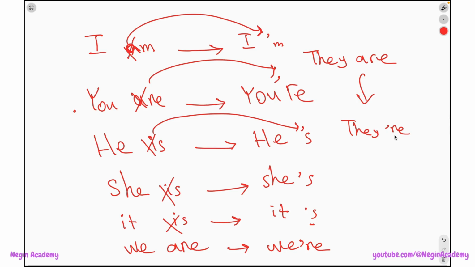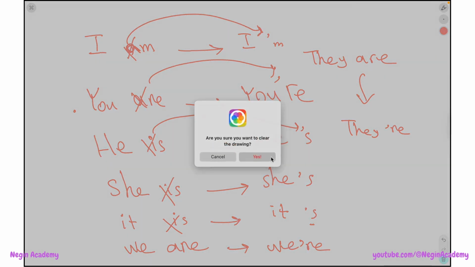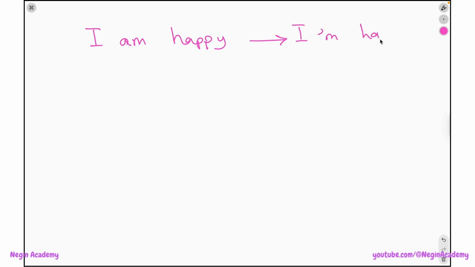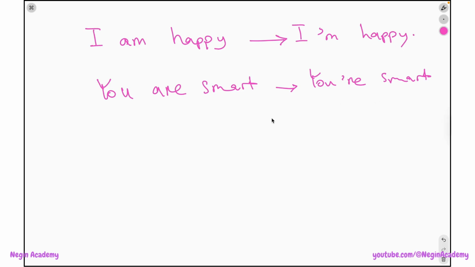Okay, now let's look at some examples. I'm going to write on the whiteboard, and let me change the color to the pink one. So instead of saying I am happy, how should we contract this one? Super easy. We have to say I'm happy. Next one, for example, you are smart. How should we contract it? Yeah, you're smart.